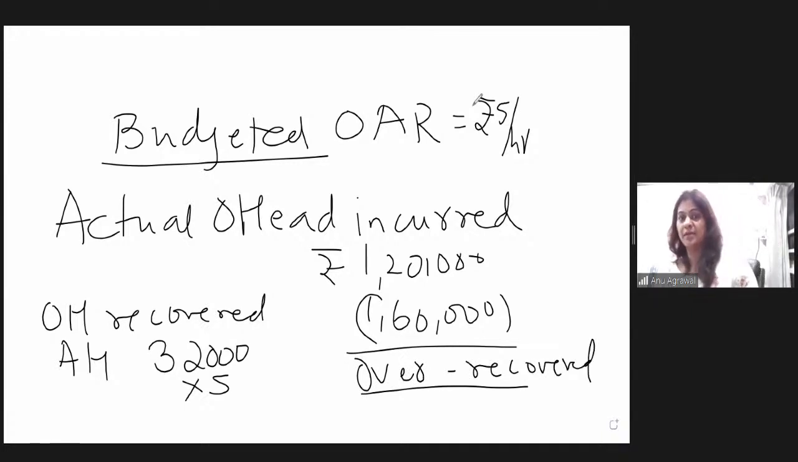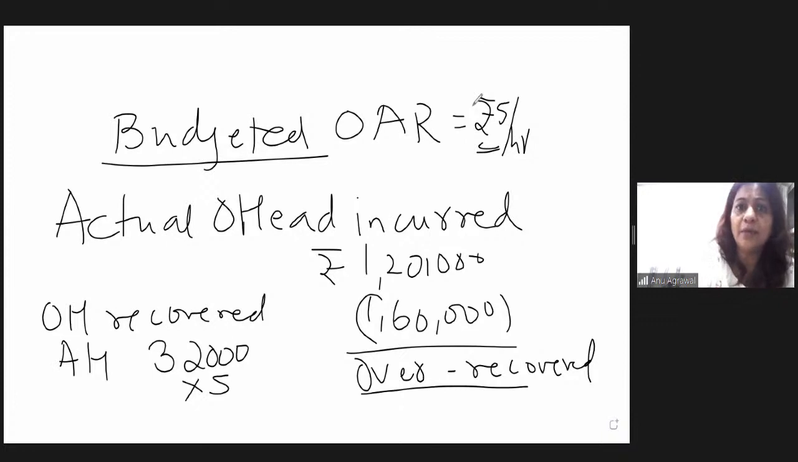Because actually we incurred only 1,20,000. But how much did we recover? We managed to recover 32,000 into 5. We have actually charged how much in the cost? We have actually charged in the product 1,60,000. Why? Because our overhead rate, which we determined, was 5 rupees per hour. We worked for 32,000 hours. 32,000 into 5 happens to be 1,60,000. So we have charged 1,60,000, which is much more than what is actually incurred. So you'll say this is over recovered or overcharged.